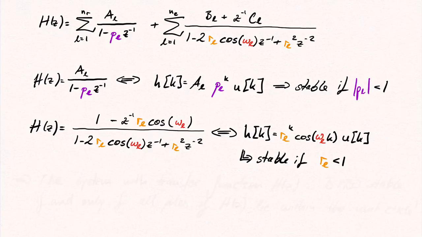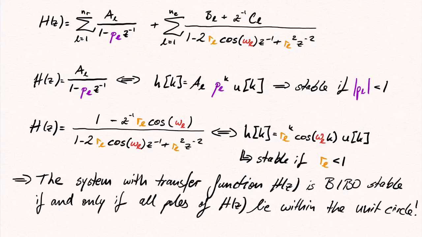is less than 1. This leads to the general stability condition: the system with transfer function H(z) is BIBO stable if and only if all poles of H(z) lie within the unit circle.